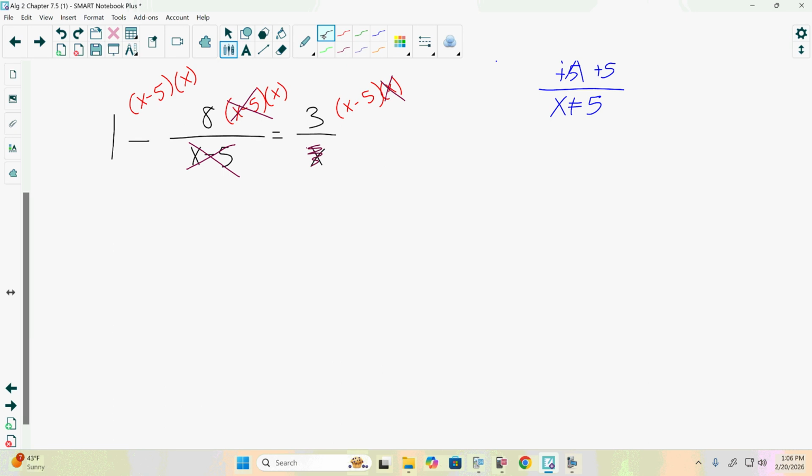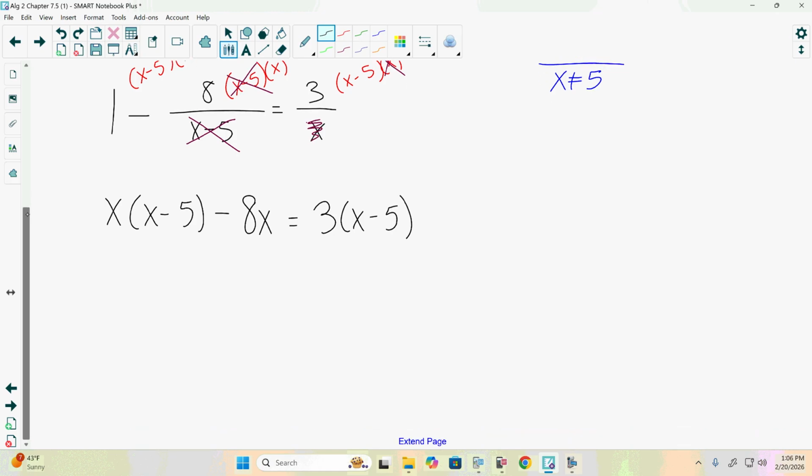Now, 1 times x minus 5 is just x times x minus 5. Minus. We have our 8, and the only other thing being multiplied with 8 is x. So 8x equals 3 times x minus 5. So after we multiplied through by the x times x minus 5, we're left with this. X times x minus 5 minus 8x is equal to 3 times x minus 5.